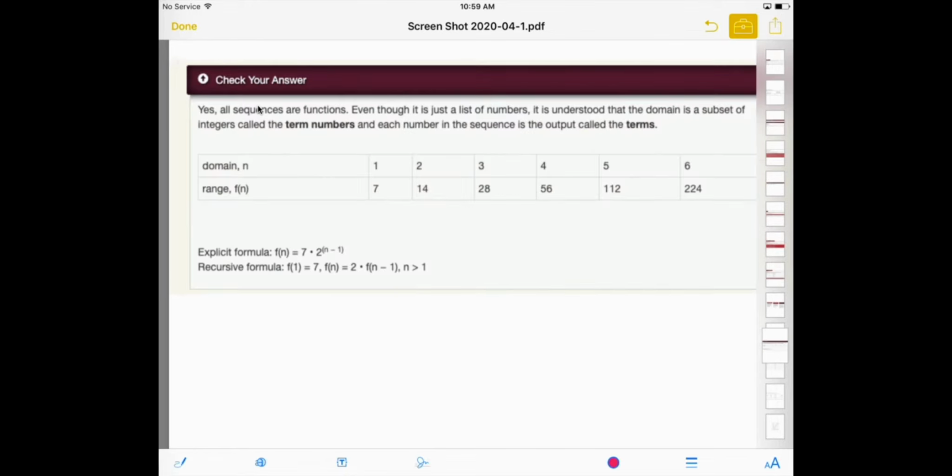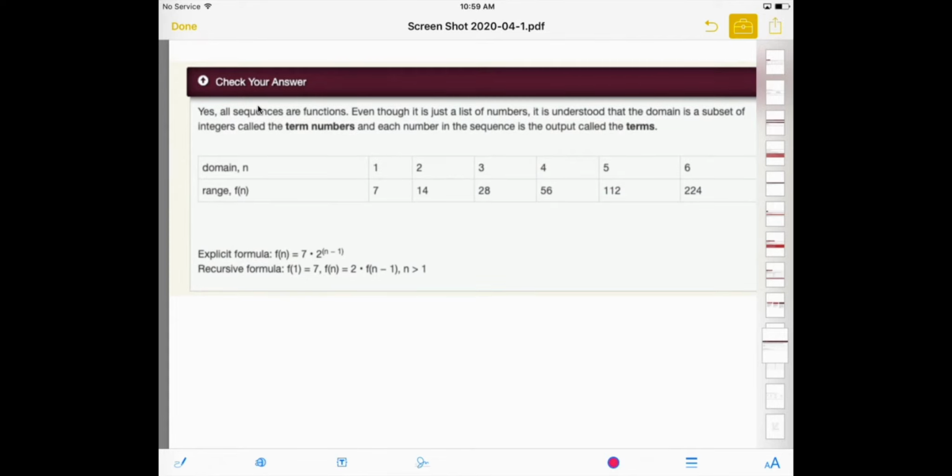So is this a function? I would definitely say yes, because every single x value, or domain value, or input value has one and only one output, aka y, aka range, aka f of n. Those all mean the same thing. They also went a step further in the answer and wrote out the explicit and the recursive formulas. We'll do a little bit more with that later on.